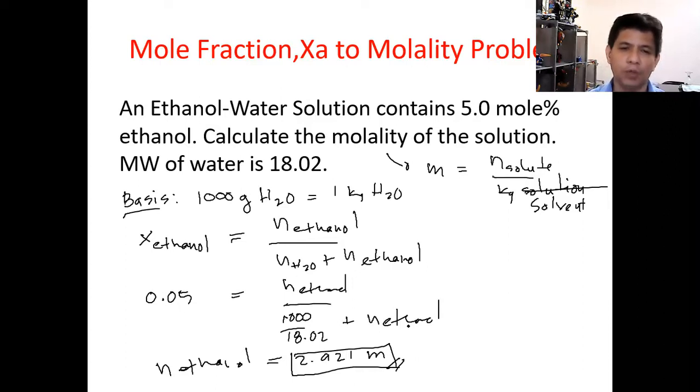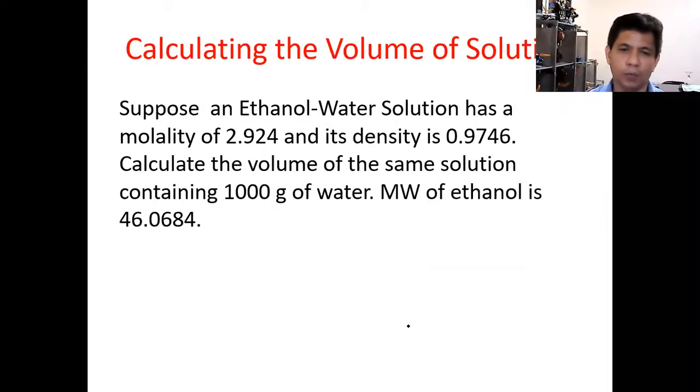So next, the volume. How do we find the volume of this solution if we have 1,000 grams of water? So, calculating the volume of a solution. Suppose an ethanol water solution has a molality of 2.921 or 2.924 and its density is 0.9746. Okay? Calculate the volume of the same solution containing 1,000 grams of water. The molar weight of ethanol is 46.0684.